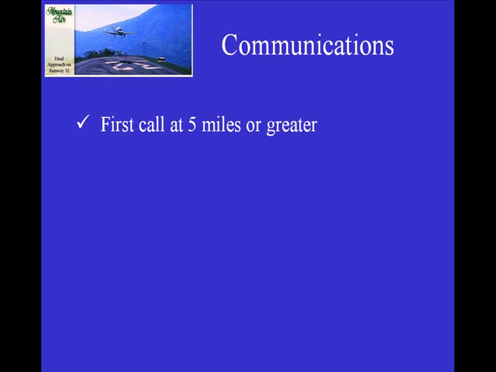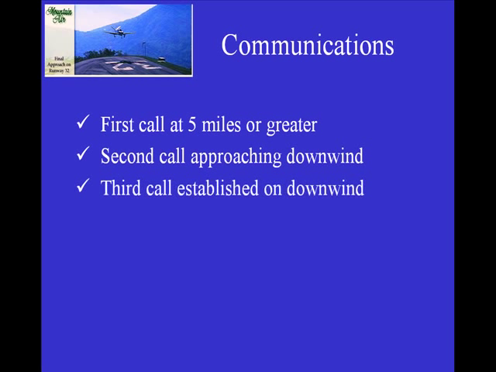There are 6 calls that you need to make. The first one is 5 miles or greater. Just call in with your call sign, tell them where you are, and they should report back whether or not there's any reported traffic at the airport. The second call is approaching downwind, and if there is someone else at the airport, they should respond back and say where they are so you can set up your interval.